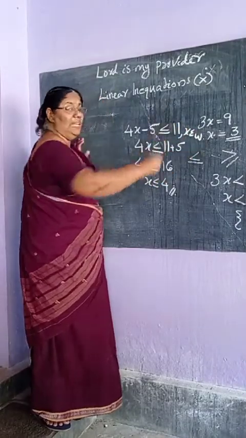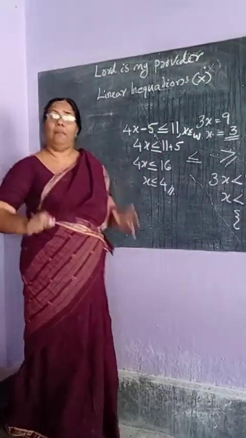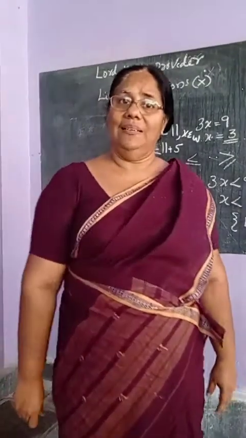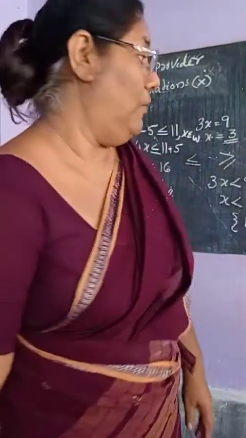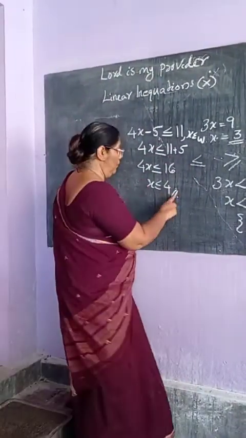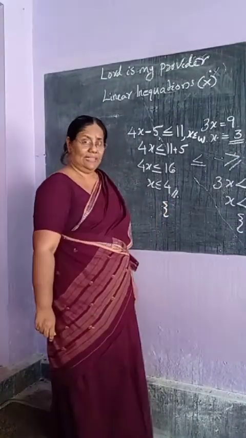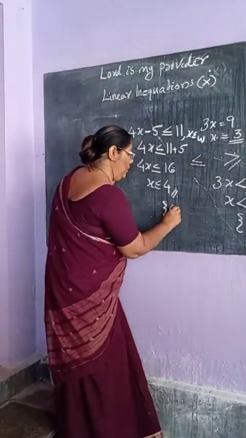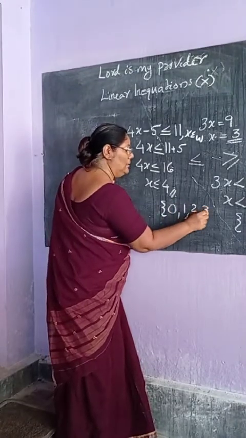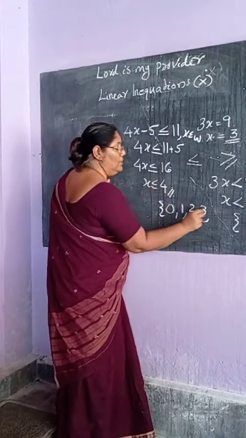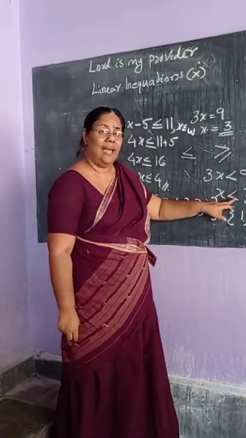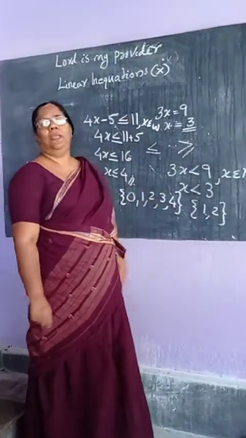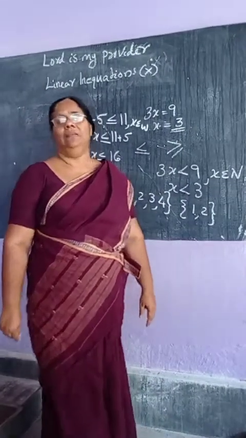Now suppose this question is in W. What is the meaning of x in W? x is an element of whole numbers. Can you say what are the whole numbers? Whole numbers start with 0. Therefore, x less than or equal to 4 means, can you say the answer? The answer is the set {0, 1, 2, 3, 4}. This is less than or equal to, therefore 4 is also included. But in the earlier question it was x < 3, therefore 3 is not included. Understand?